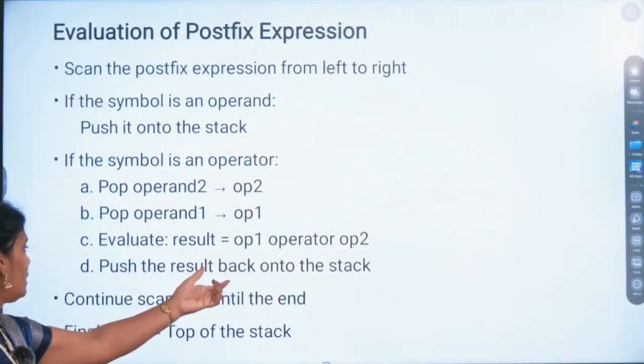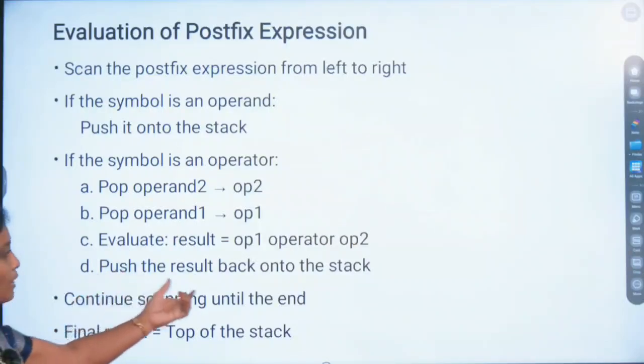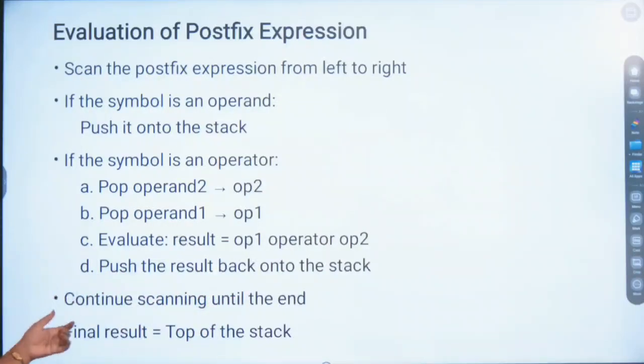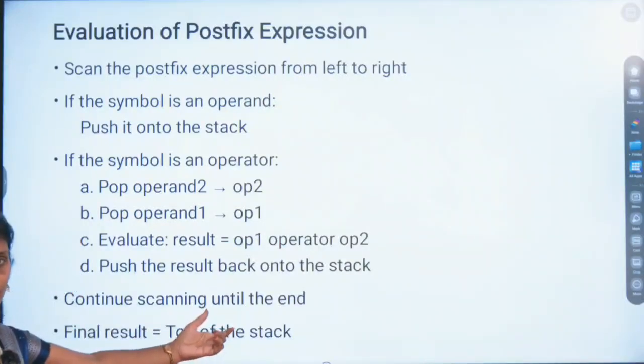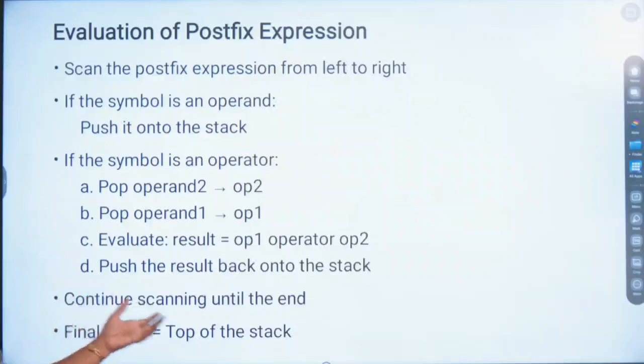Then you will have the result. That result has to be pushed back onto the stack. Then the next step is to continue the above steps until the end of the expression. Finally you will get the result, and that result will be the top of the stack.